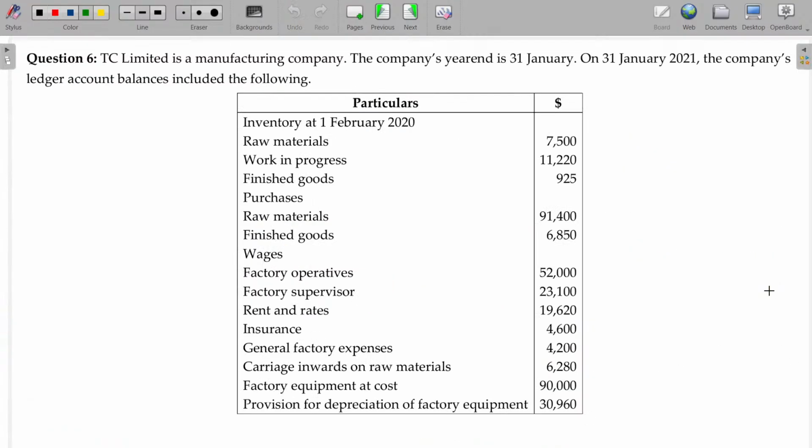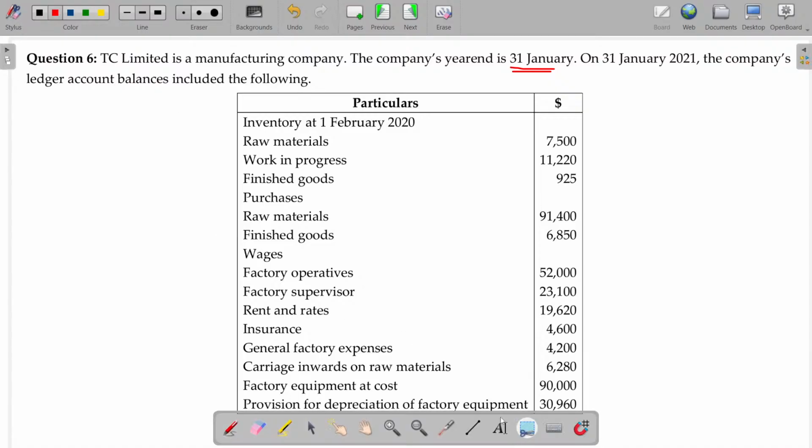Now let's move to the next question, question number 6. TC Limited is a manufacturing company. The company's year end is 31st January. The company's ledger account balances included the following.